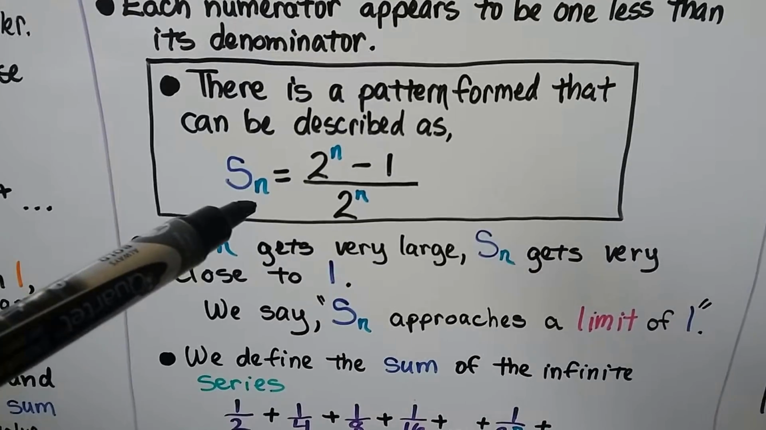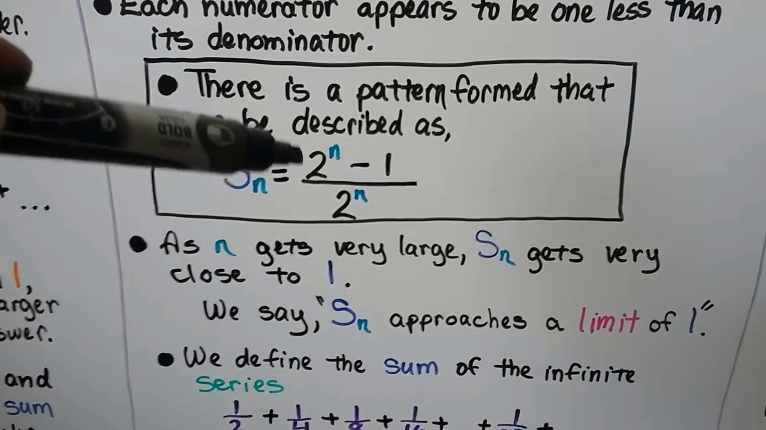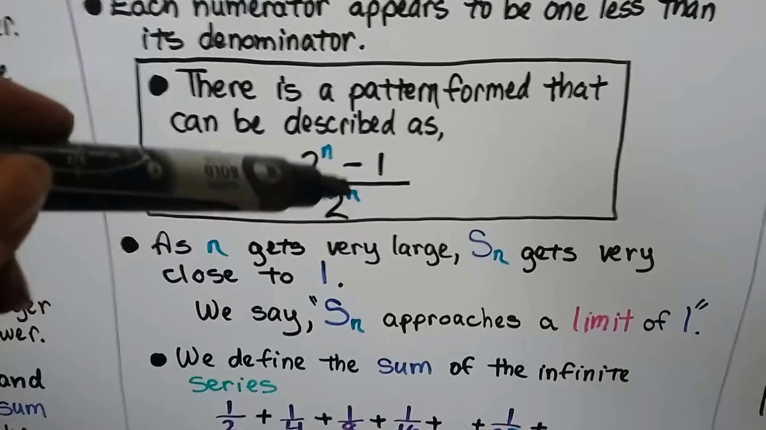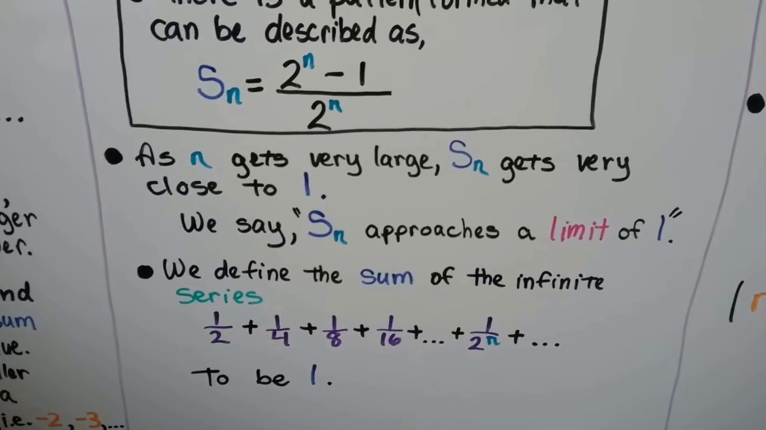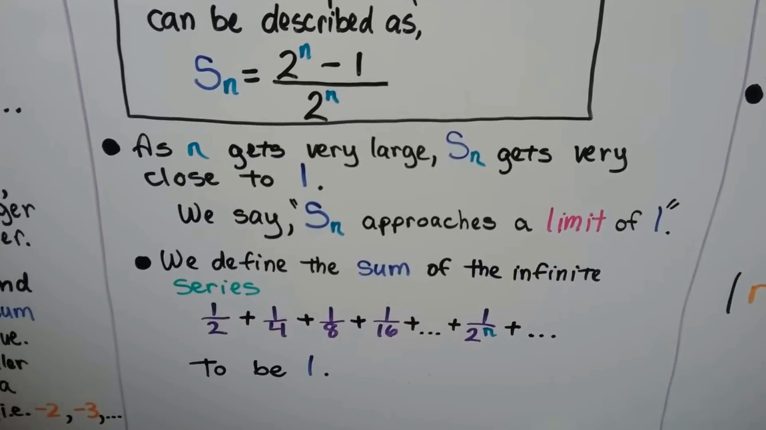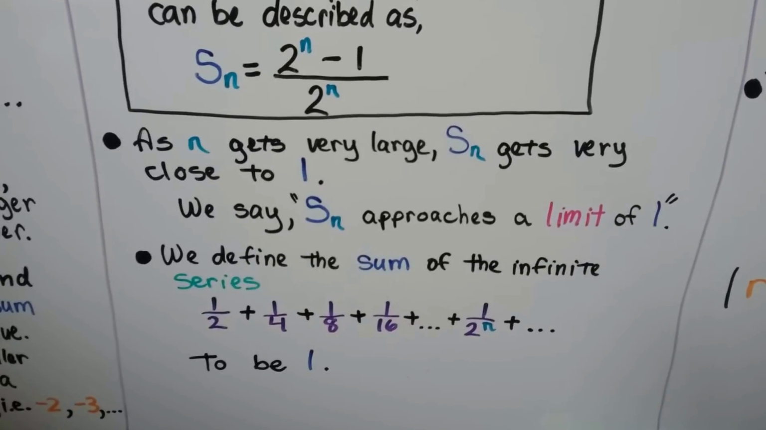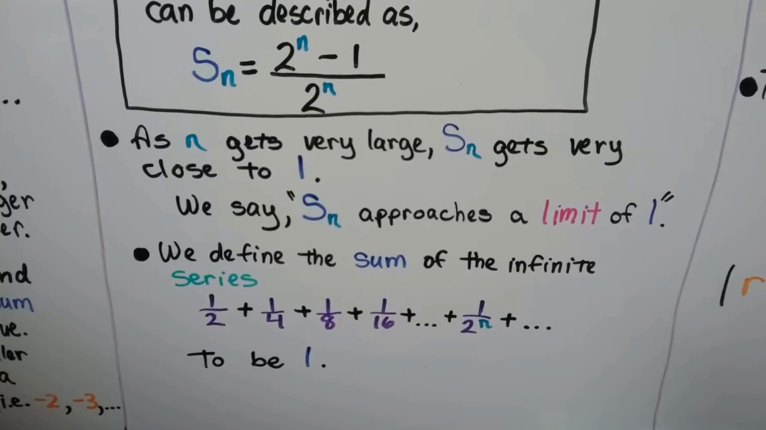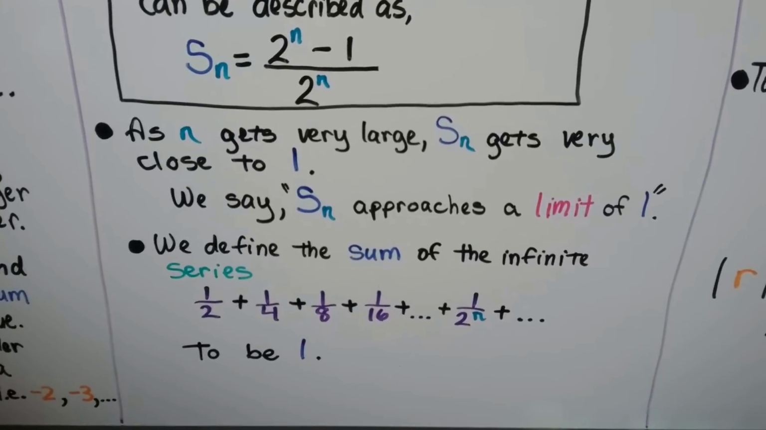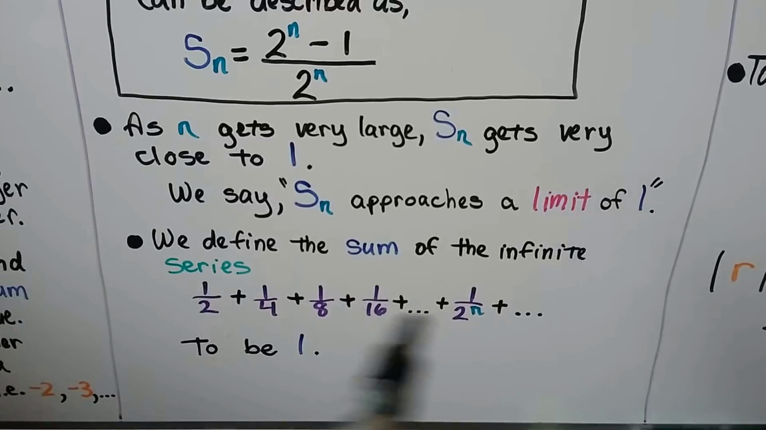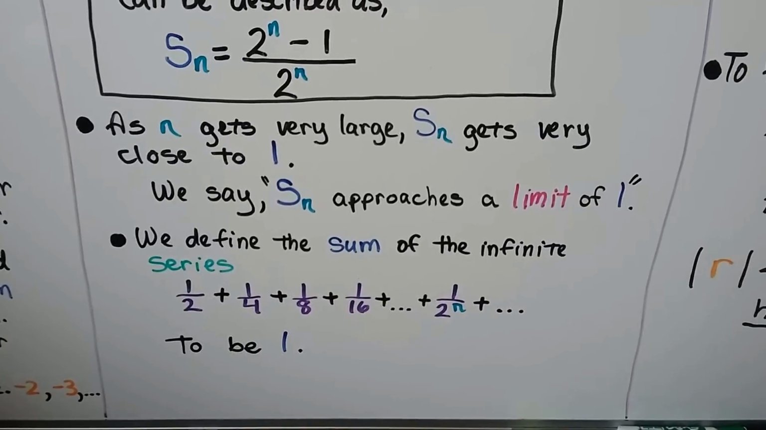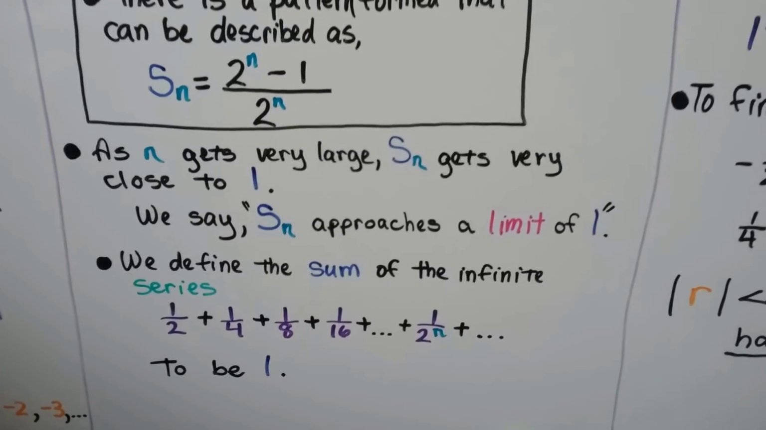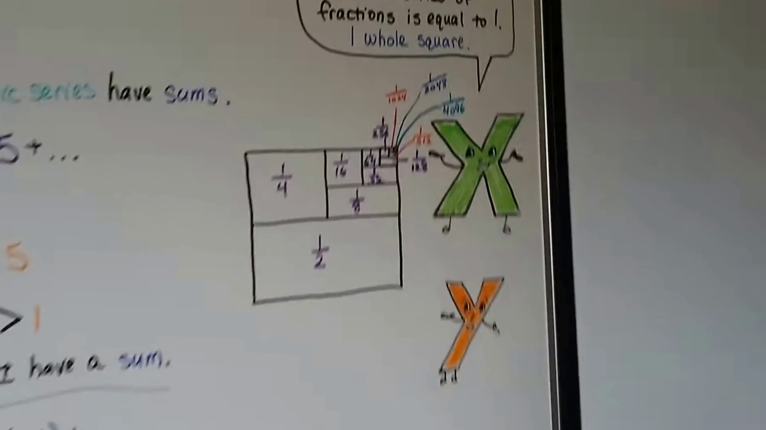We've got s sub n is equal to the quotient of 2 to the nth minus 1 and 2 to the nth. As n gets very large, s sub n gets very close to 1. We say s sub n approaches a limit of 1. We define the sum of the infinite series, this series, because it goes on infinitely, right? We see our ellipses, to be 1. Okay? I'm going to skip over here to explain this to you, all right?